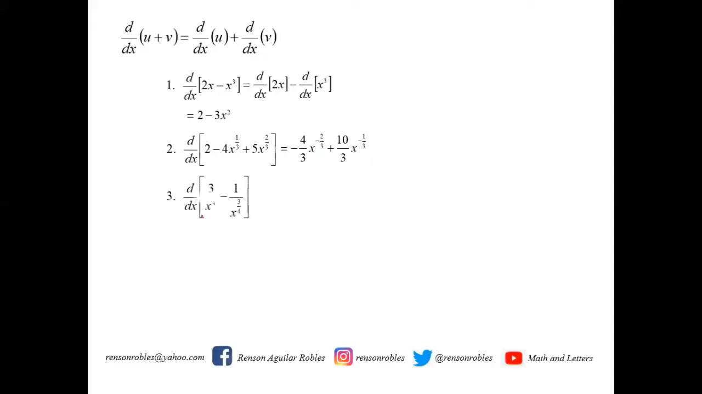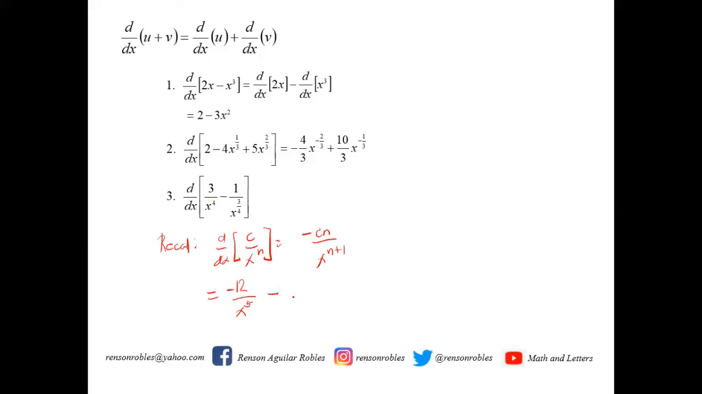Next. We shall look for the derivative of 3 all over x to the 4 minus 1 all over x raised to 3/4. Again, you shall recall that the derivative of c over x to the n is equal to negative cn all over x raised to n plus 1. So the derivative of 3 all over x to the 4 is 4 times 3, that's 12 all over x. And then you add 1 to 4, so that will become 5. And then you multiply it by negative 1.